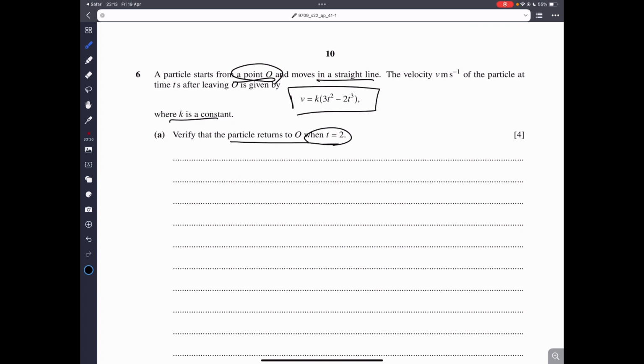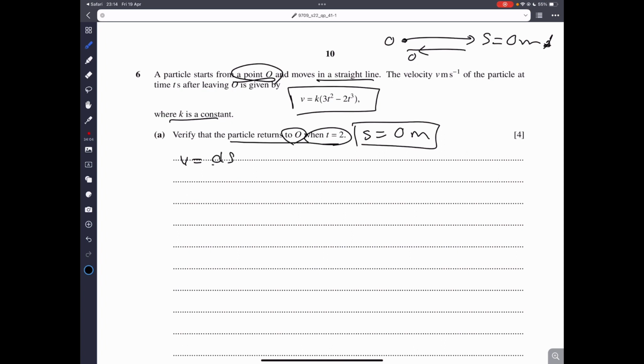Okay, how will we verify? The displacement has to be 0 meters because it returns to its starting point, O. It starts from O and comes back to O, so the displacement between is 0 meters. We have to prove this basically. So we are given velocity, right? Velocity is basically equal to ds by dt. So ds by dt is equal to this k, right?